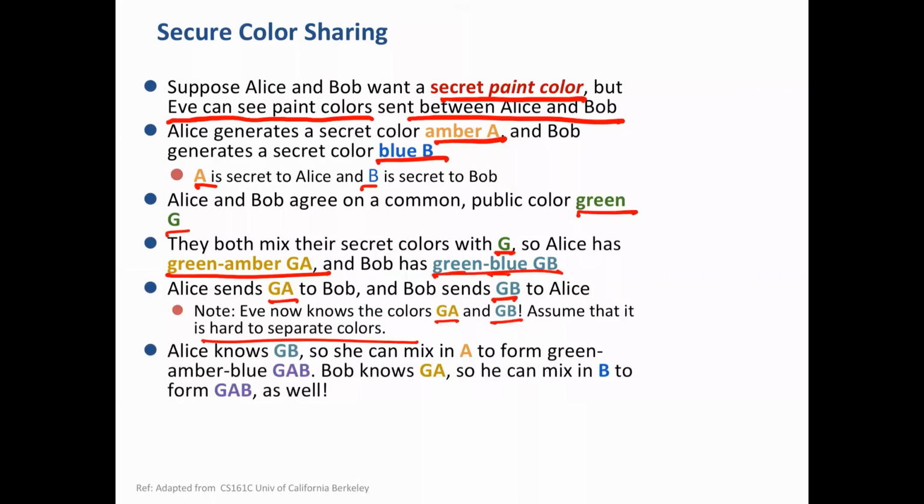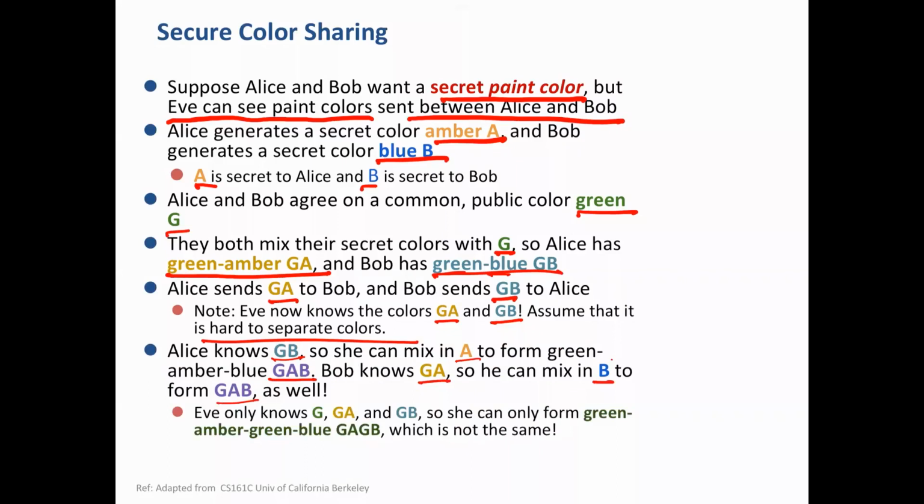Now Alice has received GB from Bob, she will mix in A, and then what she will get is GAB. Bob has received GA from Alice and he mixes in B, which is his private color, and gets GAB. And now we can see that both GABs are the same. In between, what does Eve know? Eve knows the common color G, which both of them use, a public color. Everyone knows that. She will also have GA and GB.